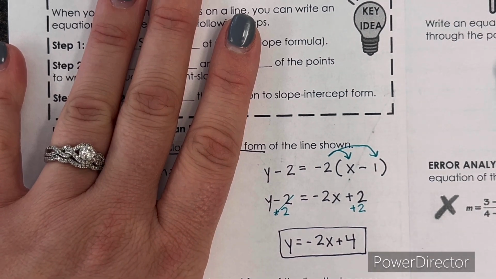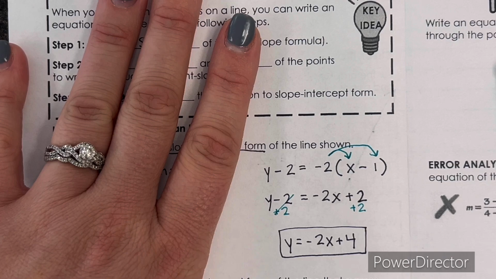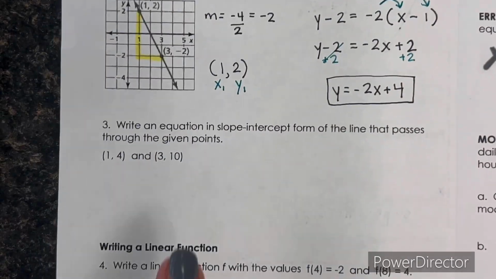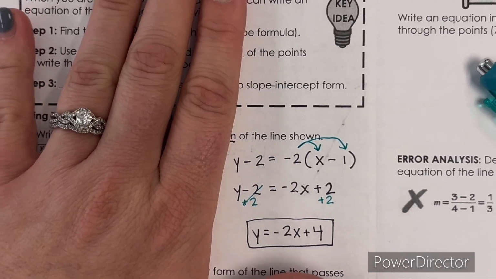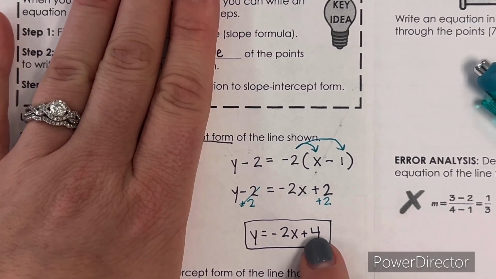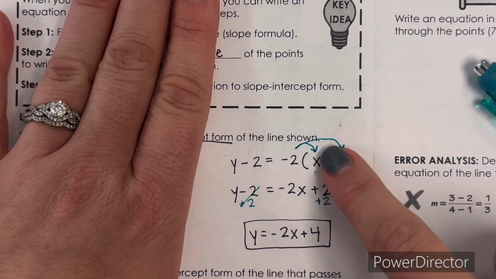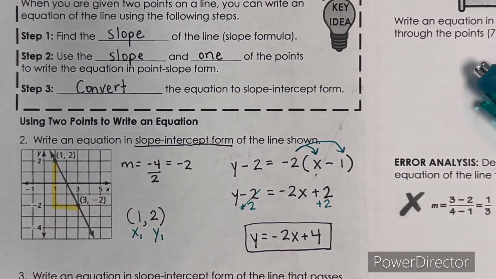Now again, I cannot stress it enough. You would only use point slope form if you were given 2 points, like number 3, and you did not have the y-intercept. If you have the y-intercept, then you immediately go here and you're fine. But if you do not have the y-intercept, you've got to use point slope form.